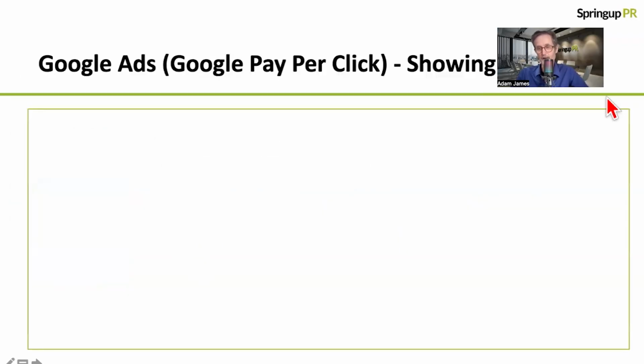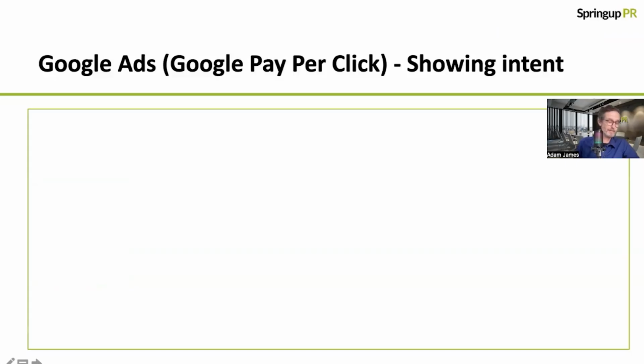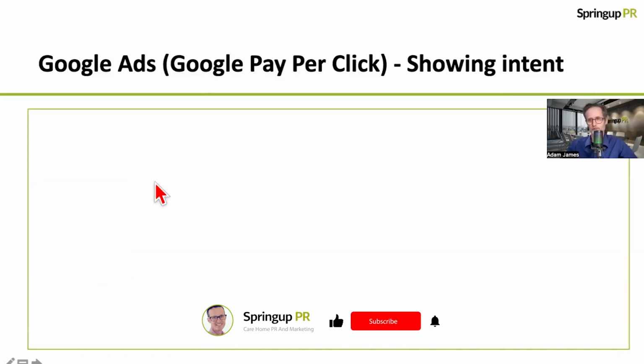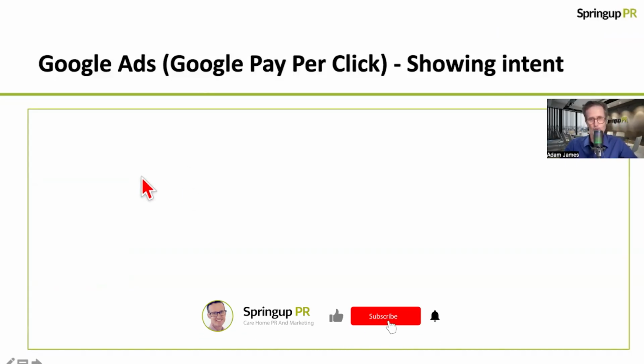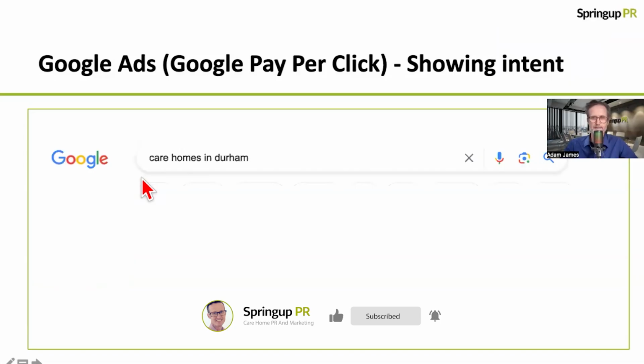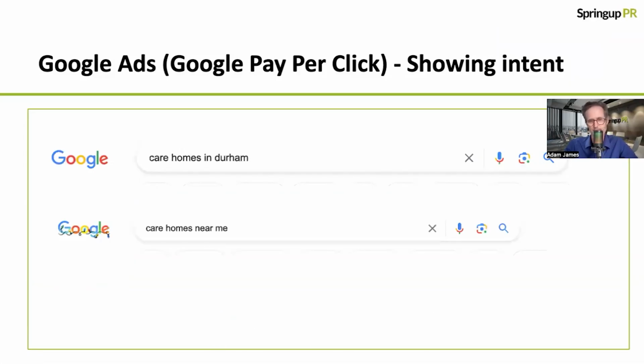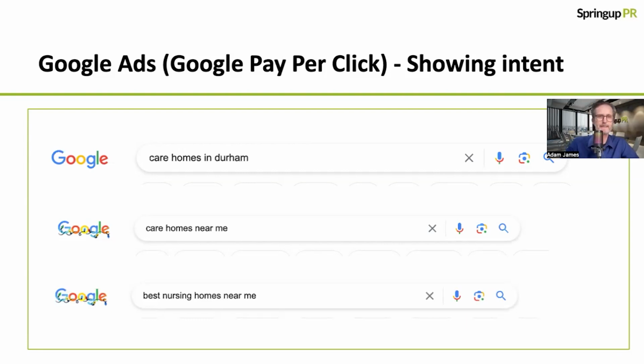Okay, so for those of you who are doing Google Ads, I'm going to go very, very quickly over this. Of course, you know what it's all about. It's people who are showing intent to find a care home in their catchment area. These are the kind of searches, of course, that people will make. The key here is people showing intent.